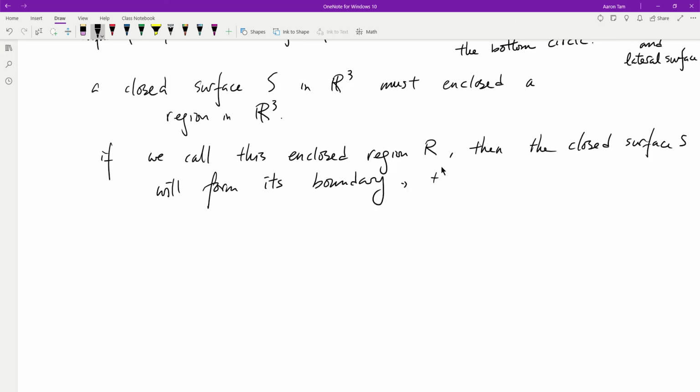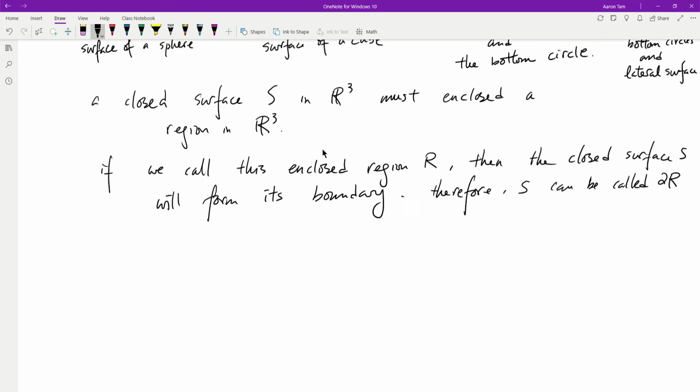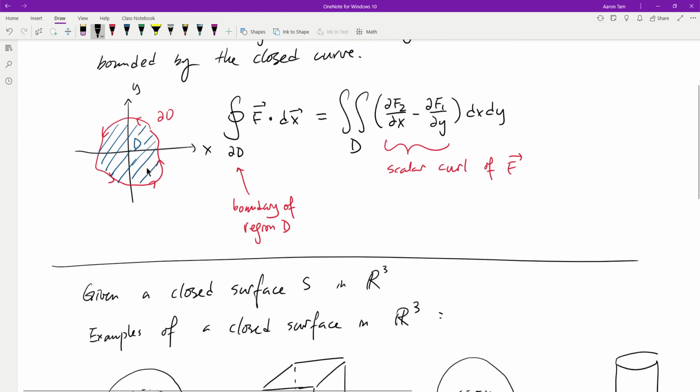Therefore, R can be called, and here you go, the notation, partial dR. And notice that's the same exact notation that we use. We define an enclosed region, and its boundary. We use this partial derivative to define it to be the boundary.